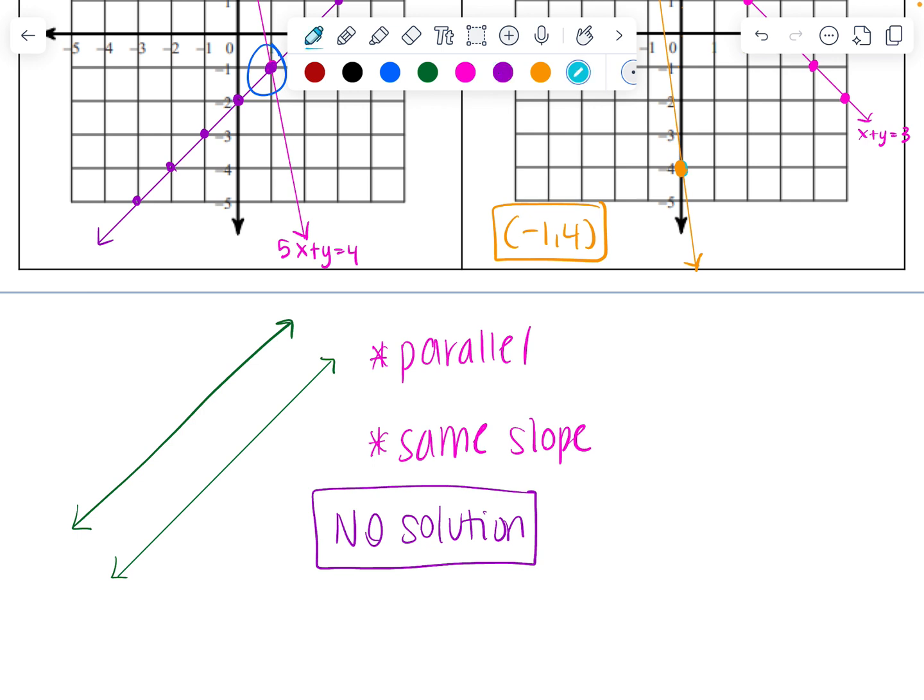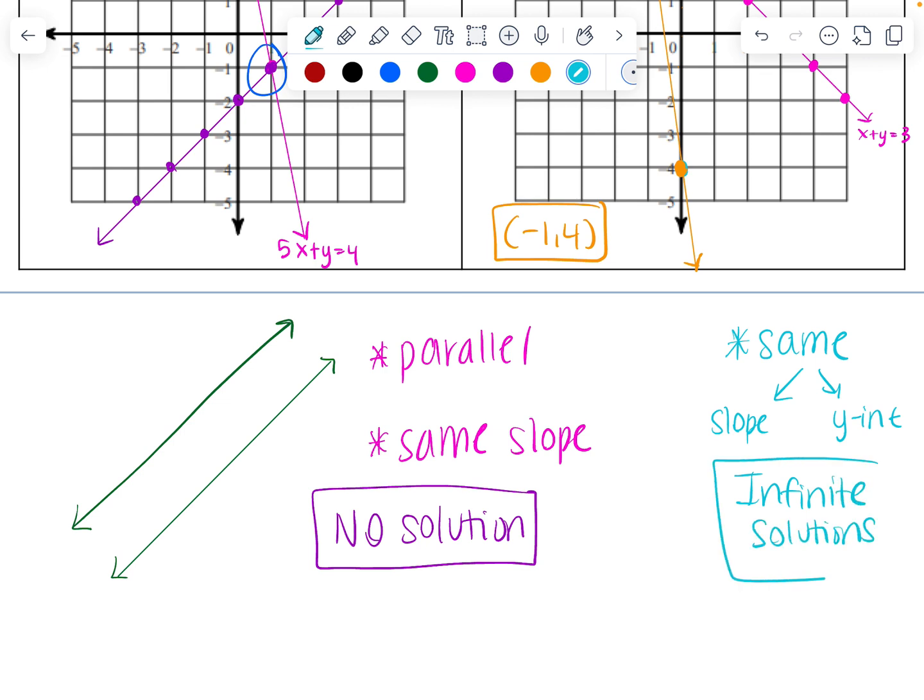There's also a possibility that when you rewrite the equations, they end up being the exact same thing. So if you have 2 lines that end up being the exact same, that means they have the same slope and they have the same y-intercept. Therefore, they're the same exact line, and so we call that infinite solutions, because that just means that every single point on that line is a possible answer. And since lines go on forever, my response would be infinite solutions.